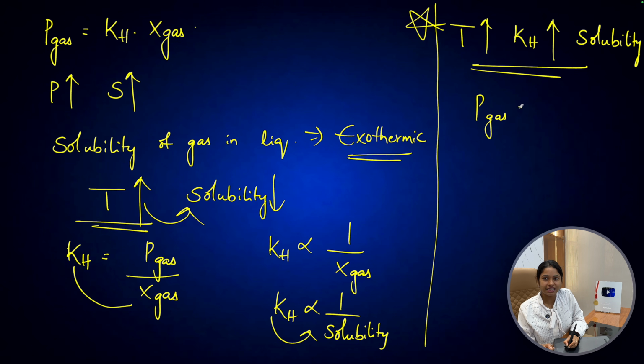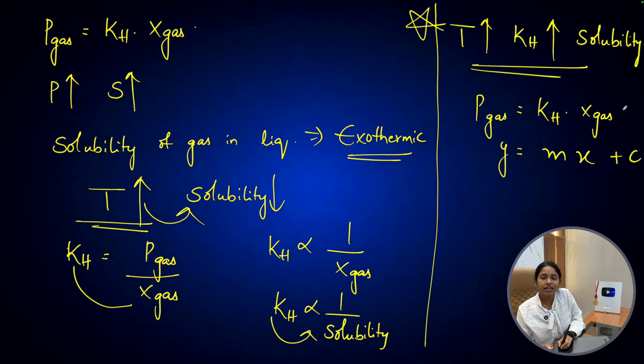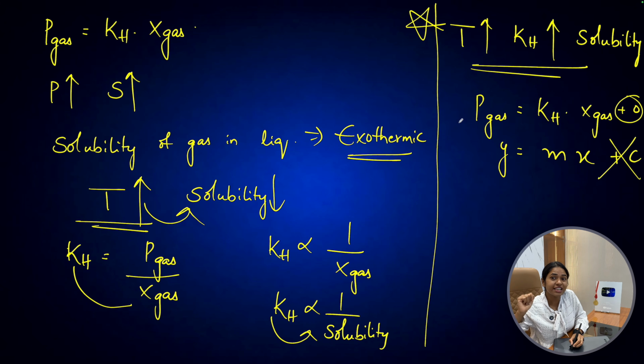Now, we have a formula. Pressure of a gas is equal to KH into mole fraction of the gas. From this, I can write it as y = mx, and there is no c here. See, here there is no intercept. There is no intercept in this equation. It is like y = mx.